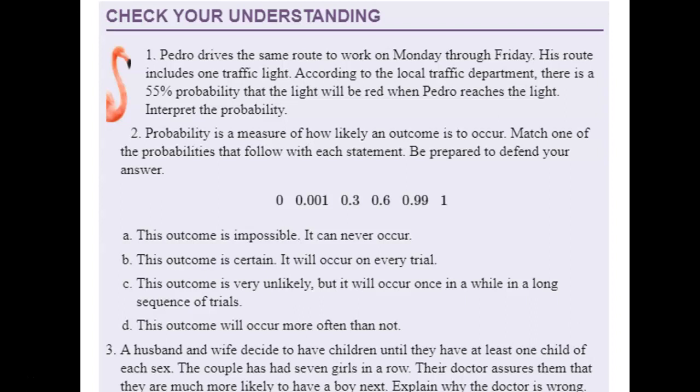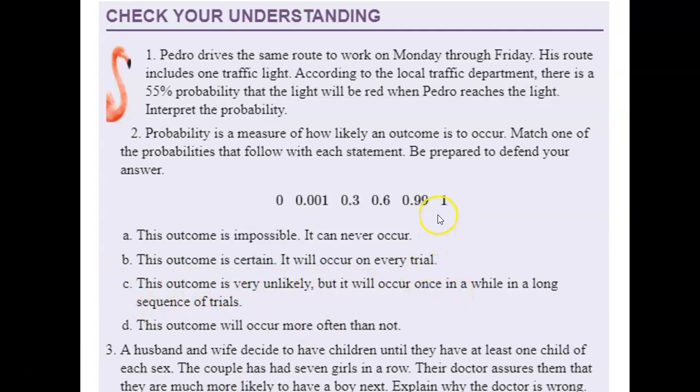Oops, there's a third question too. I didn't see that one yet. So this outcome is impossible. It never can occur. That is probability of 0. This outcome is certain. It will occur every single trial. That is a 100% probability. That's a 1. This outcome is very unlikely, but will occur once in a while.